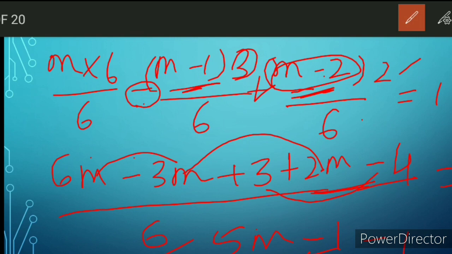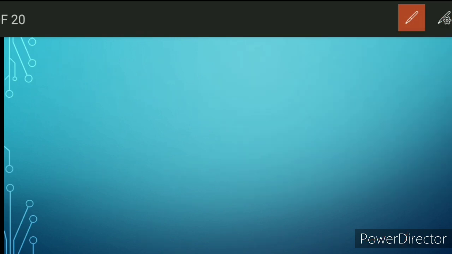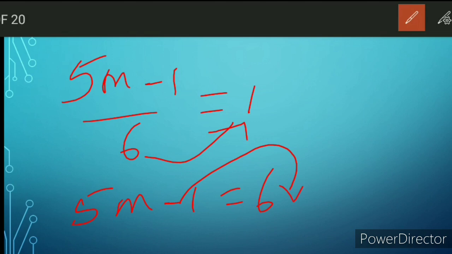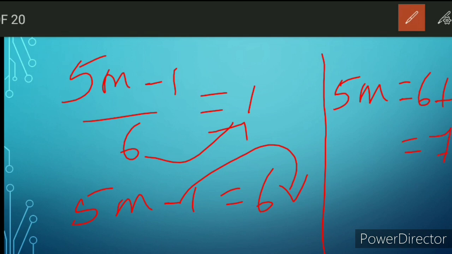I'll write that on the next page. 5m minus 1 by 6 is equal to 1. Next step: take the 6 to that side. 5m minus 1, 6 ones are 6. Minus 1 brought to this side becomes addition. 5m equals 6 plus 1, that is 7. This side we have m. Therefore, m equals 7 by 5 is the solution of the equation.